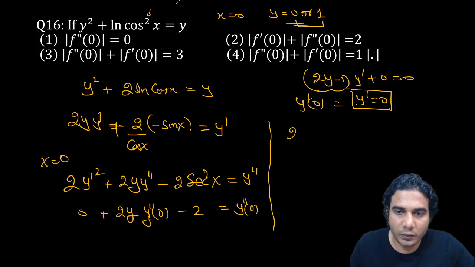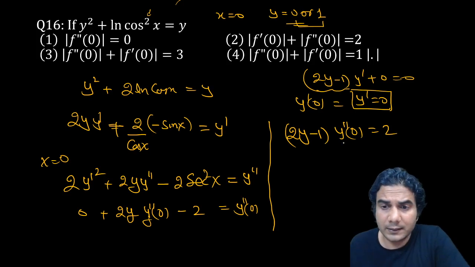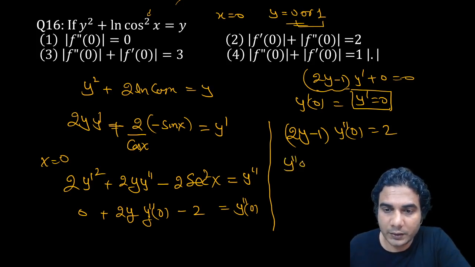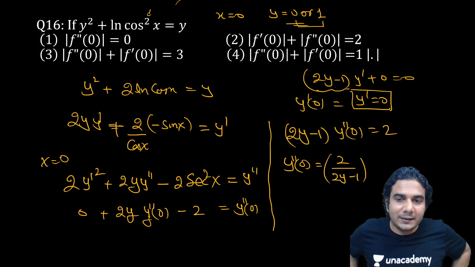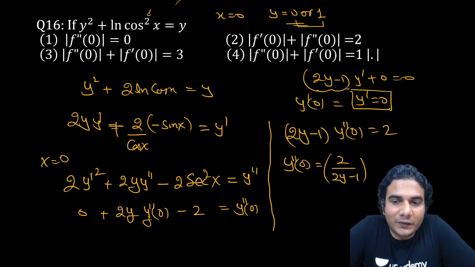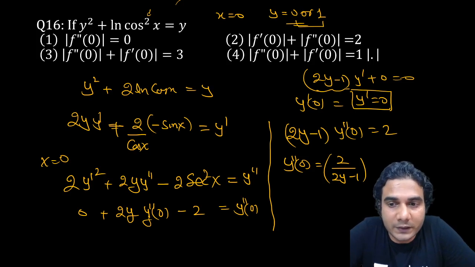So it will be 2y minus 1 into 2y minus 1 into y double dash of 0 is equal to 2, all right. So we can find y double dash of 0 is equal to 2 upon 2y minus 1, all right. So either y double dash 0 will be minus 2 if I put y is equal to 0, because I know for x is equal to 0, y is equal to 0.